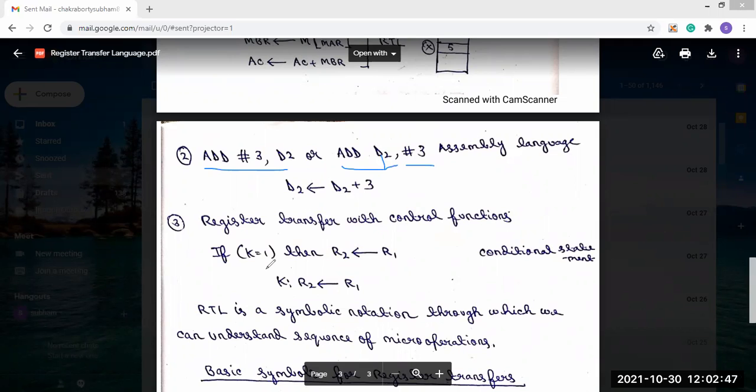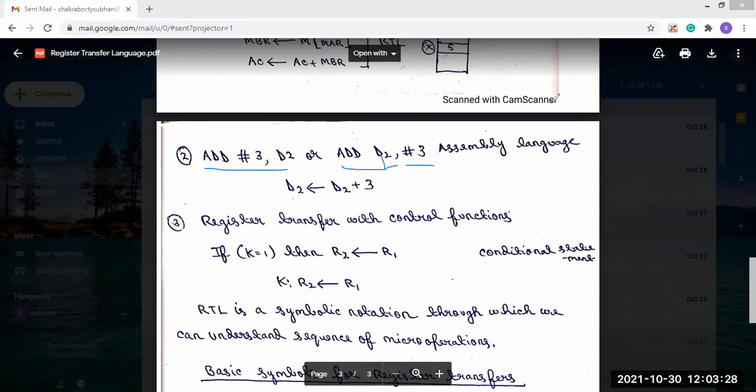So let's say if K equal to 1 is given, the operation will be performed. If K equal to 1, then the data stored in R1 will move to the R2 register. Only if K equal to 1; if it is not, we don't transfer. So RTL is basically a symbolic notation through which we can understand the sequence of micro operations.